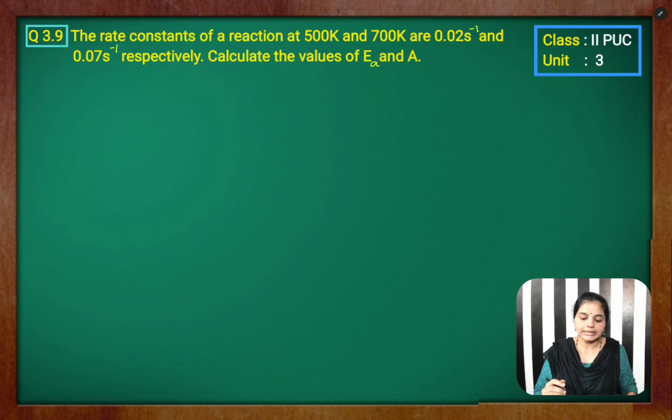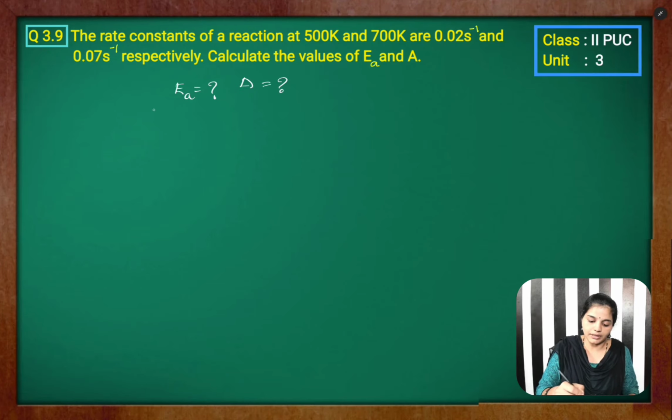Question number 3.9. The rate constants of a reaction at 500 Kelvin and 700 Kelvin are 0.02 per second and 0.07 per second respectively. Calculate the values of energy of activation and Arrhenius factor A. So we need to calculate Ea as well as A. So they have given us temperature T1, which is 500 Kelvin, and T2, that is 700 Kelvin. Also they have given rate constants K1 at temperature 500 Kelvin, it is 0.02 per second, K2 which is equal to 0.07 per second.